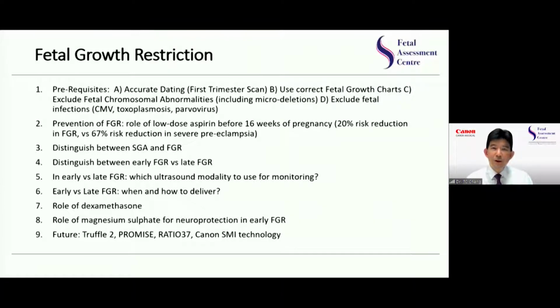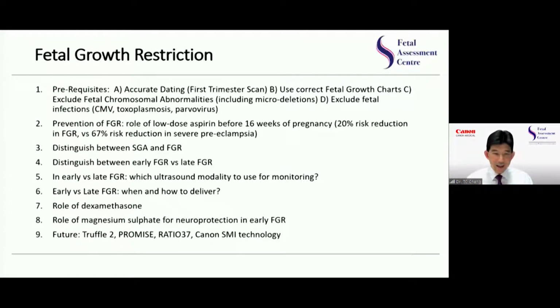We'll spend a little bit of time talking on prevention of fetal growth restriction and the role of low-dose aspirin in this situation. And then I'll launch mainly into the talk today to distinguish between smallness for gestational age and fetal growth restriction itself. Then distinguish between early and late FGR. How do we monitor our early FGRs? When do we deliver our early FGRs? How do we deliver our early FGRs?